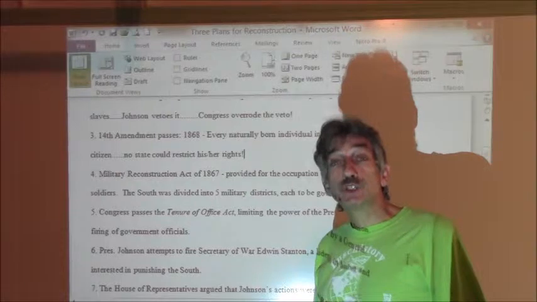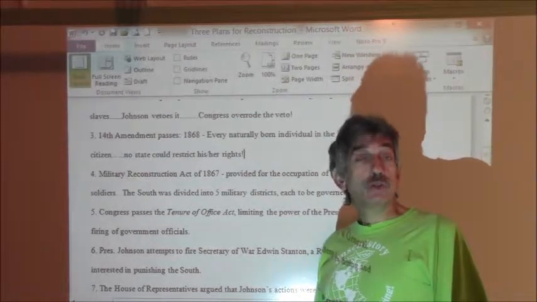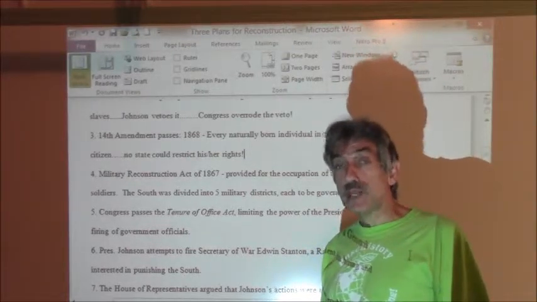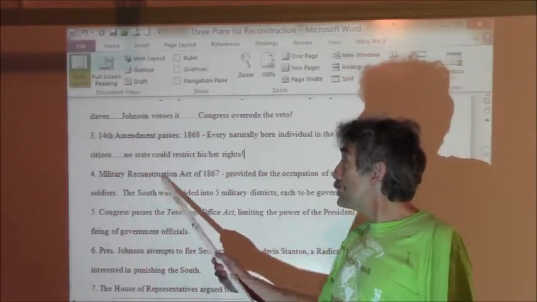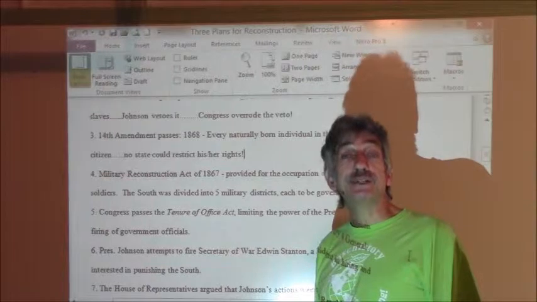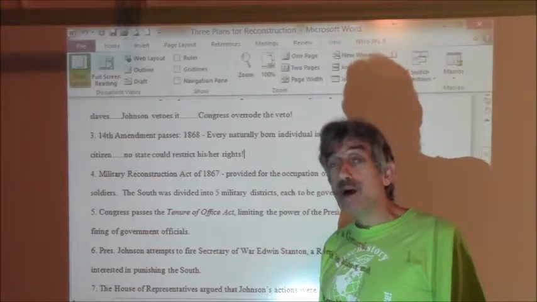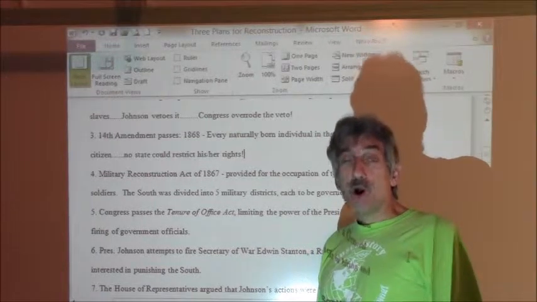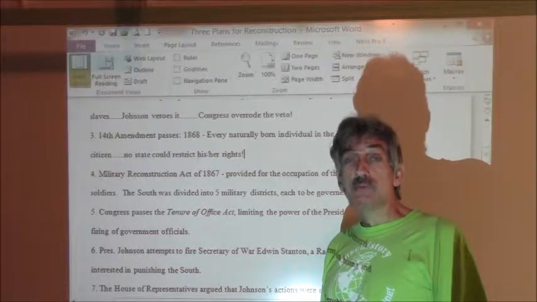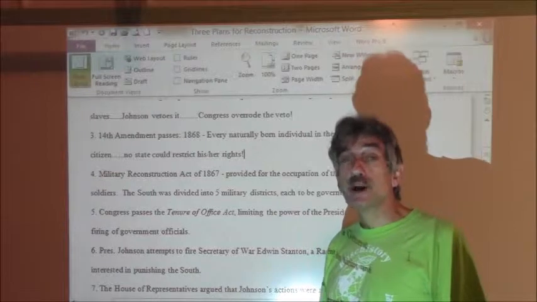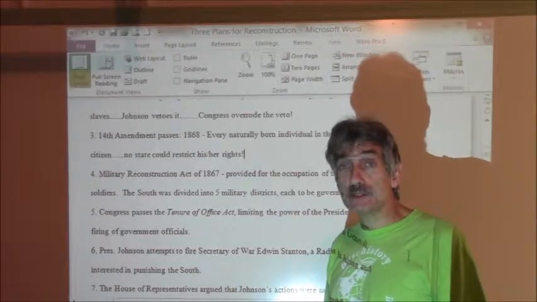Then, as a way to make sure that these laws are followed, the 14th Amendment, Civil Rights Act, Congress is going to pass the Military Reconstruction Act of 1867. And it's just what it sounds like. The Army is going to go into the South and control the lives of the Southerners. I want to show you what this looks like on a map and go into it specifically.